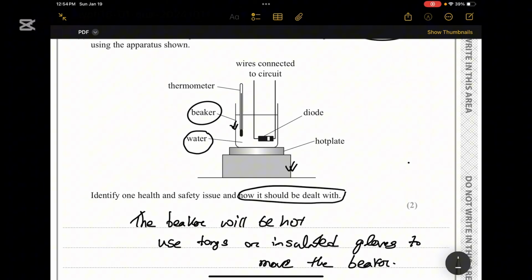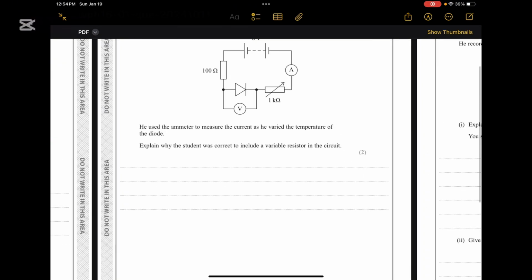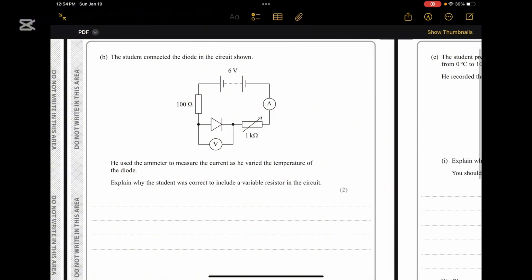Okay, now let's move forward to the next question. In the next question, they have said, the student connected the diode in the circuit shown. He used the ammeter to measure the current as he varied the temperature. Explain why the student was correct to include a variable resistor in the circuit. So why did he add a variable resistor in the circuit? This is the question, right?